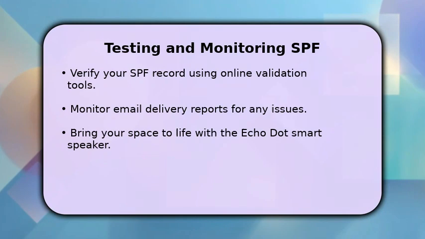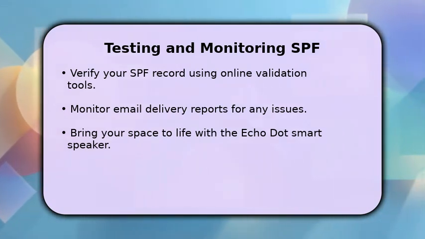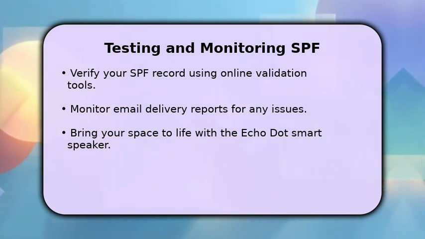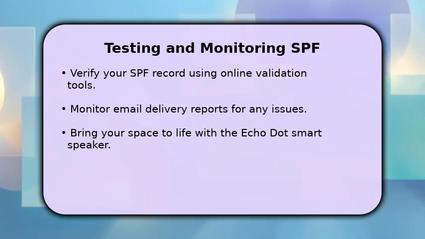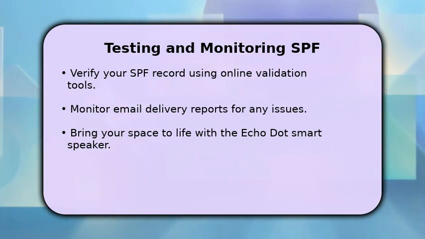After publishing, it's essential to test your SPF record. Use online SPF validation tools to confirm it's correctly configured and free of errors. Regularly monitor your email delivery reports and DMARC reports for any signs of delivery issues or spoofing attempts. This ongoing vigilance ensures your emails reach their intended recipients and your domain's reputation remains strong.